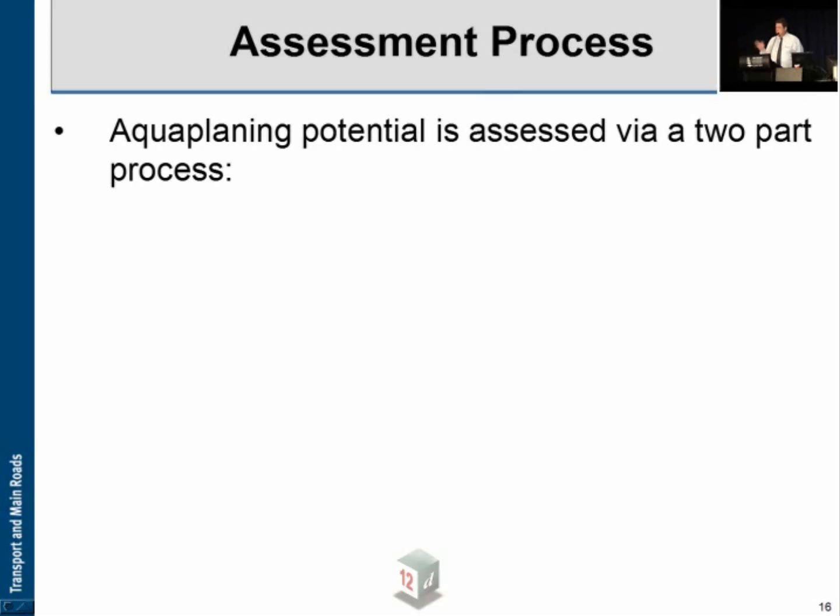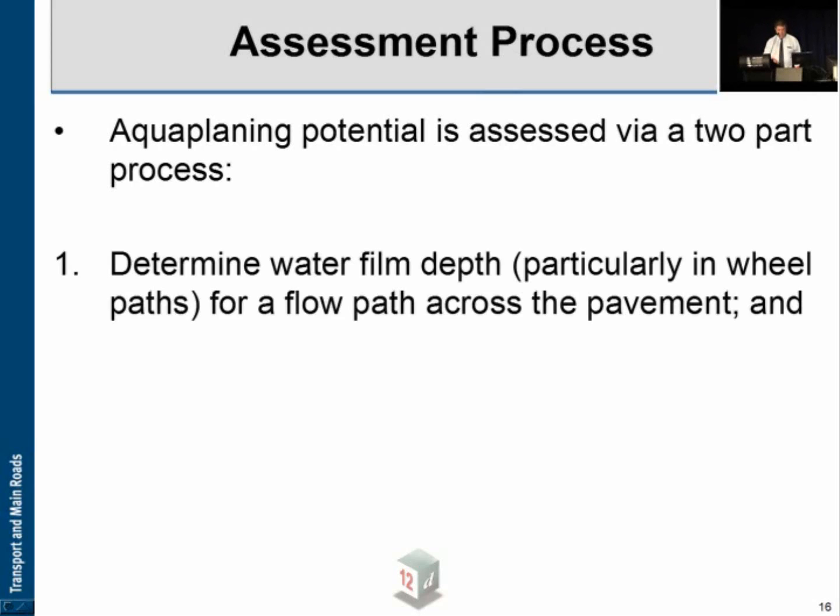So now we've talked a little bit about aquaplaning, hope you've got a bit of an understanding of what's going on. How do we assess it? It's a bit of a simplistic process at this stage. So we use a two-part process. Firstly, we've got to determine what the water film depth is, particularly in the wheel paths.